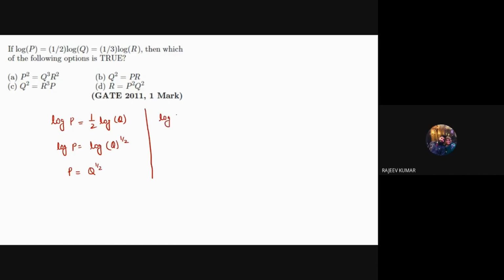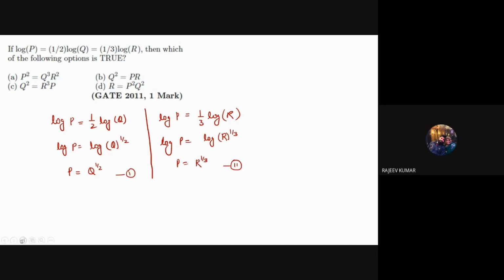Similarly, log p equals 1 by 3 log r. Now, this is a property that we have already seen: if there is any number outside in front of log, it will become the power of r. ये property हम देख चुके हैं. So it will become log p equals log r raised to the power 1 by 3, or p equals r raised to the power 1 by 3. So ये दो equation मेरे पास आ गई.